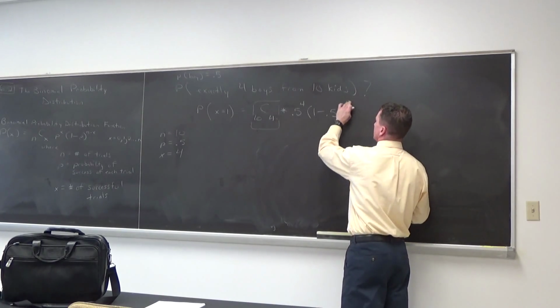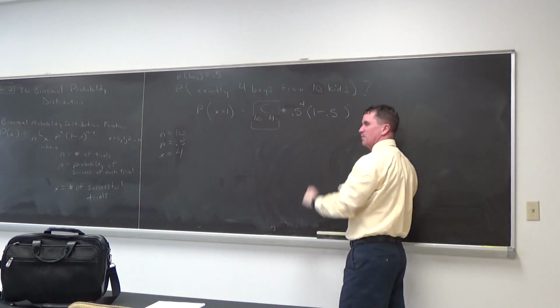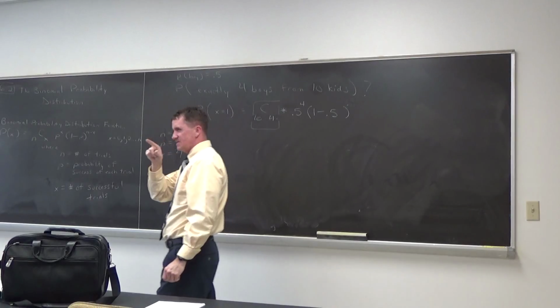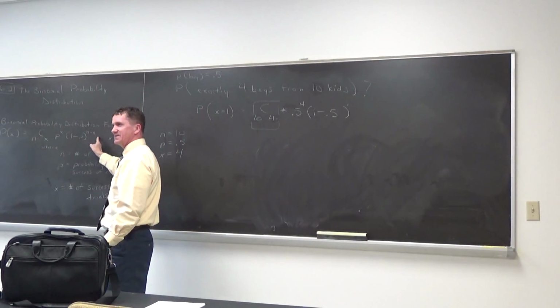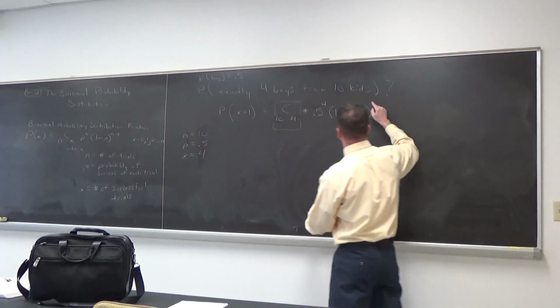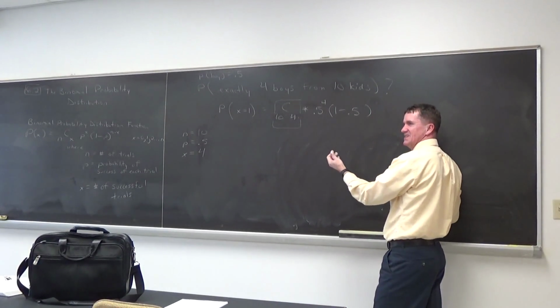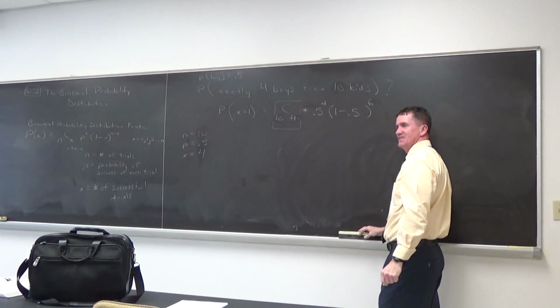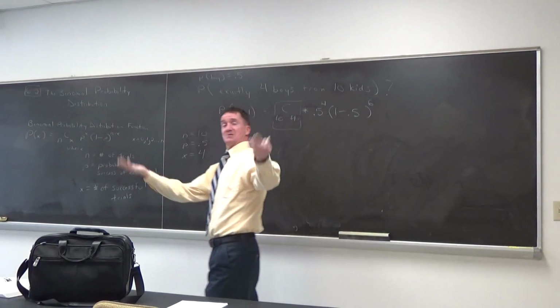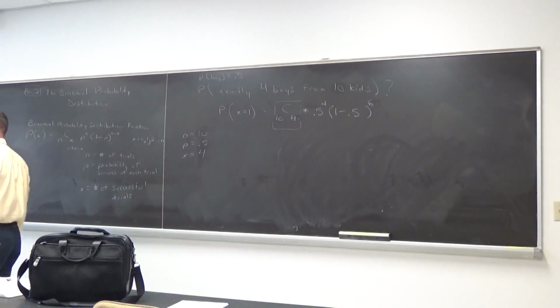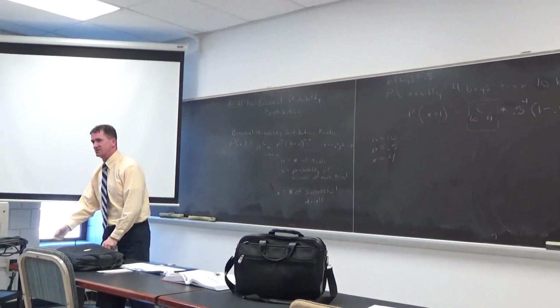1 minus 0.5. How do I get that number? It says n minus x. So if that's a 4, they got to add up to 10. What would that be? 6. Very good. I don't know this answer, so I just made this up. We'll see what we get.